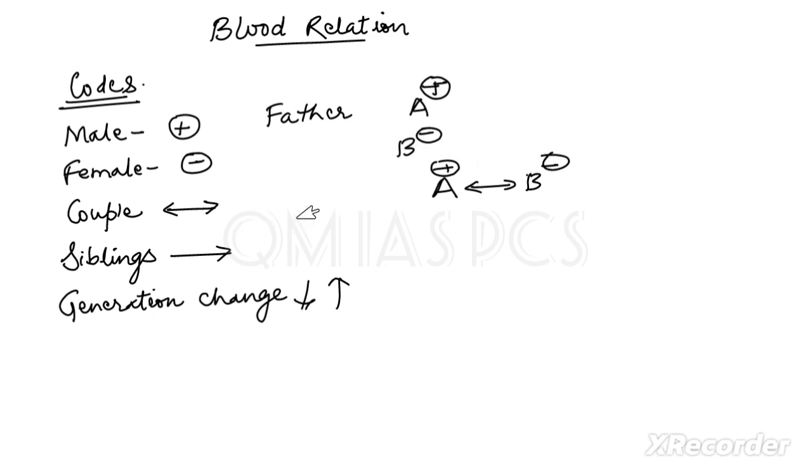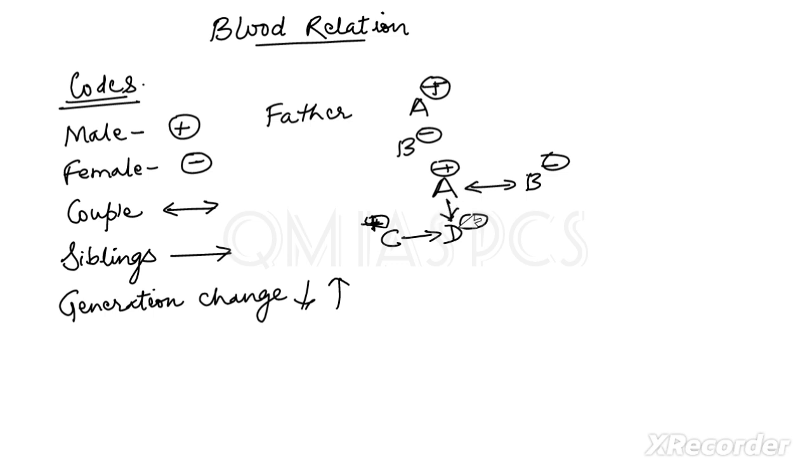Okay, siblings means if I say brother, C is the brother of D. Okay, we don't know about D, but we are just saying C is the brother of D, then we can write a plus sign above C. Okay, generation means if I say D is, let's say, the daughter of A. Okay, so here we will write a minus sign, and this is your generation.